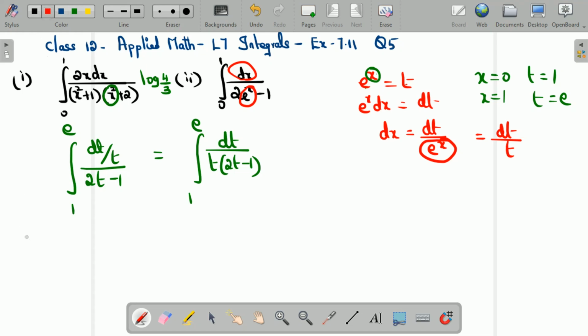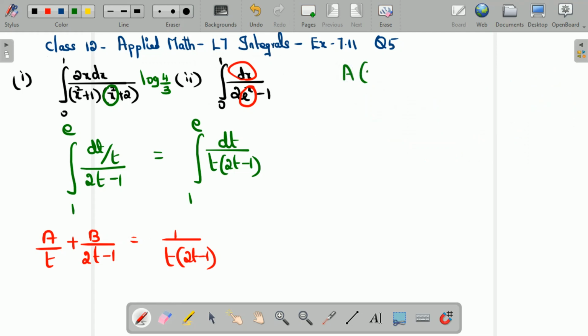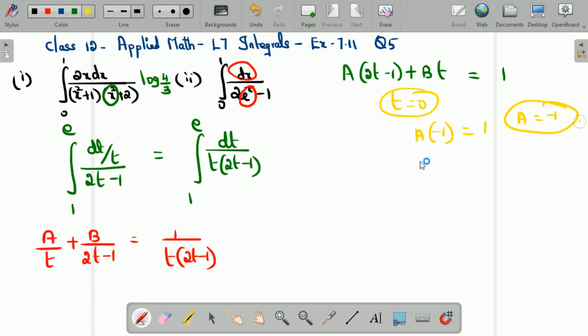So this is going to be a divided by t plus b divided by 2t minus 1 is equal to 1 divided by t into 2t minus 1. So let's take LCM. This is going to be a into 2t minus 1 plus bt is equal to 1, because direct comparison to the numerator. So let's put t is equal to 0. So when I put t is equal to 0, a into 0 minus 1 is minus 1 is equal to 1, which means a is equal to minus 1.